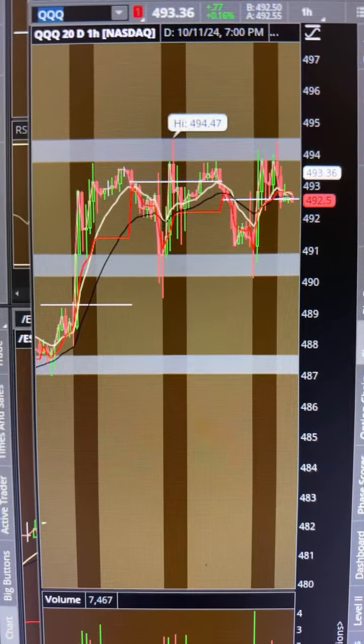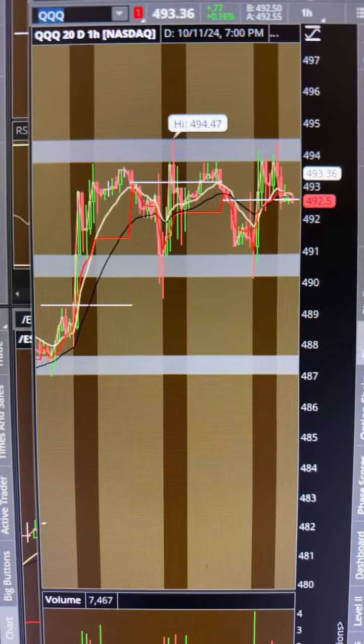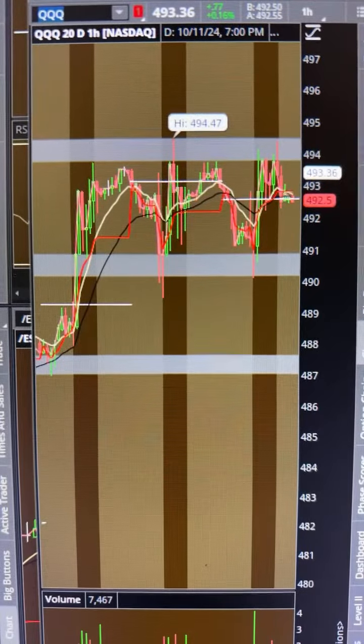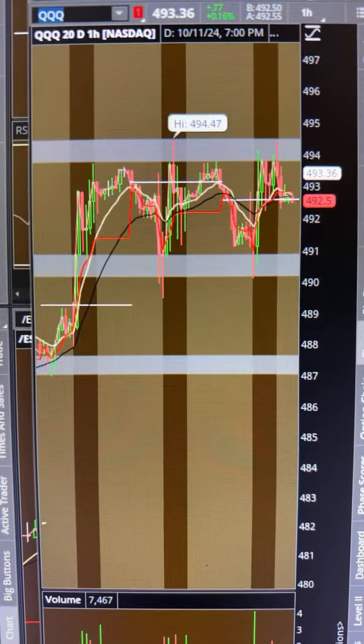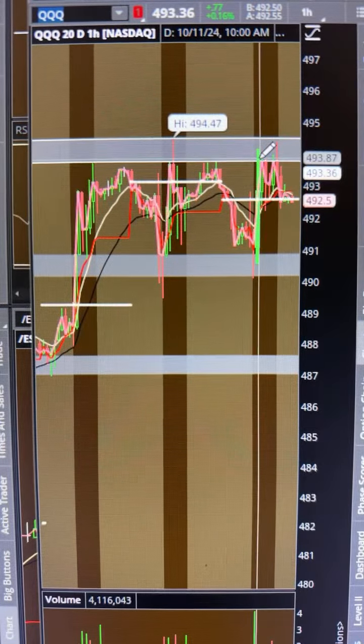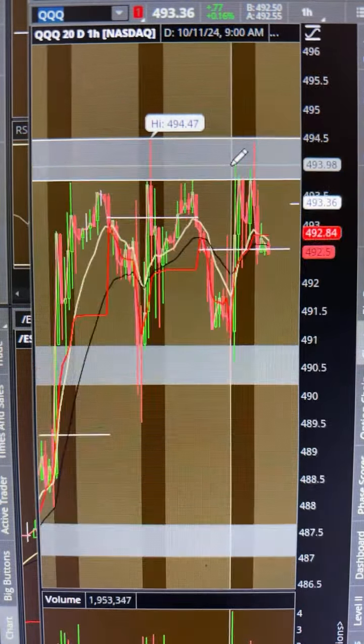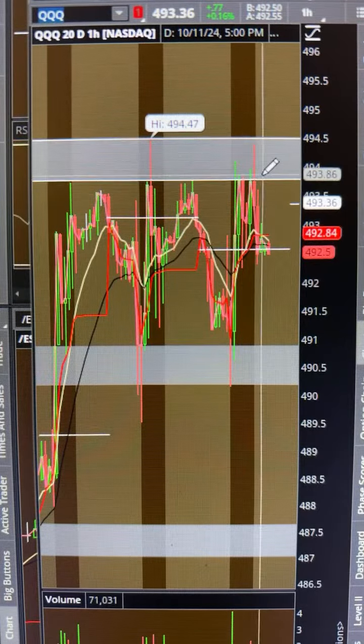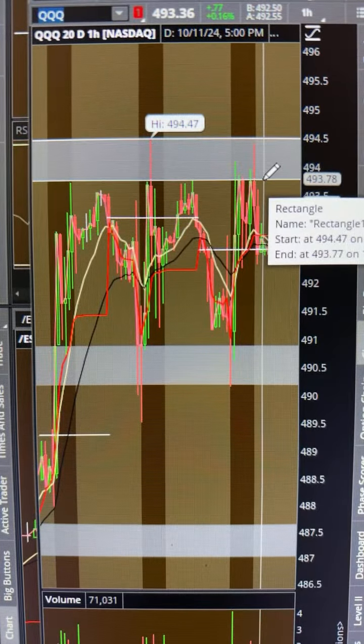So let's start from the top and go to the bottom here. The first zone we have on QQQ is from about 493.8 to 494.4. When I'm trading these levels, everyone, I don't like to enter inside the zones. I like to wait till we start coming back out for my confirmation. But I like this whole zone here for a possible reject. You can see we've tested it 1, 2, 3, 4 times and rejected.